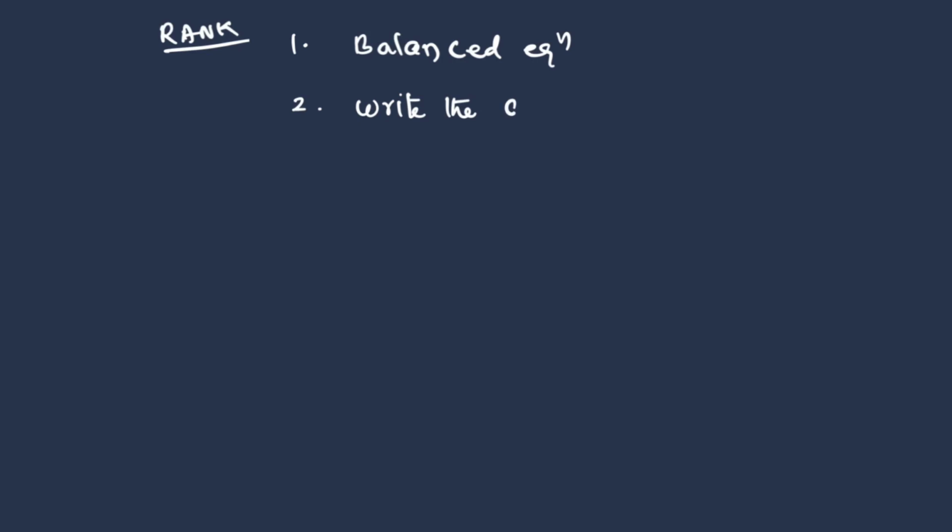Now I will give the rules. The first rule, these are called rank shortcuts. So step by step process. The first one is write a balanced chemical equation. What is required? Balanced equation required. Second one, whatever is given in the question, write under the reactant or product. So represent or write the quantities given in the question.